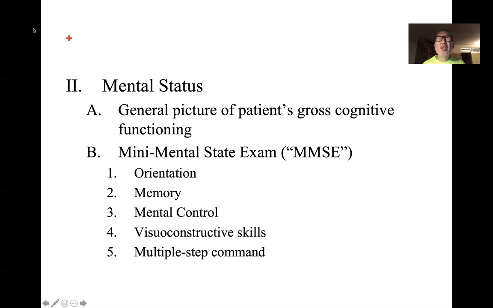Offhand, I think it's watch, cat, and something else. I don't remember the 3 items. And then you ask the person to repeat them right after you say it. And then you ask them to repeat what those 3 items were a few minutes later.